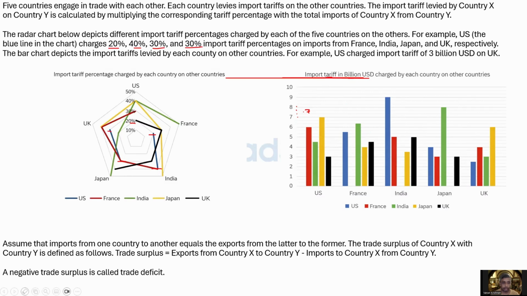Once this is clear, there are also two more lines of information given, which are very important to understand: trade surplus and trade deficit. Now, trade surplus is exports minus imports. It makes a lot of sense.